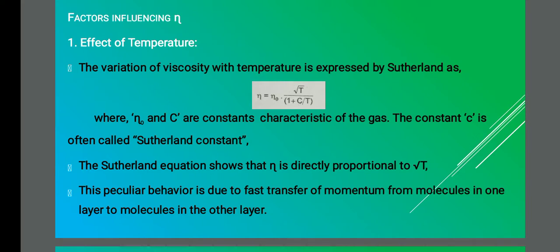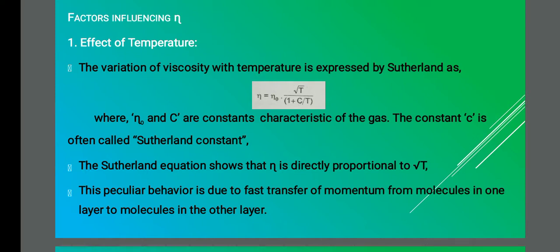The variation of viscosity with temperature is expressed by Sutherland, who has given a correlation. Eta is equal to eta 0 into square root of T divided by 1 plus C by T, where eta 0 and C are constants, and the constant C is called the Sutherland constant.